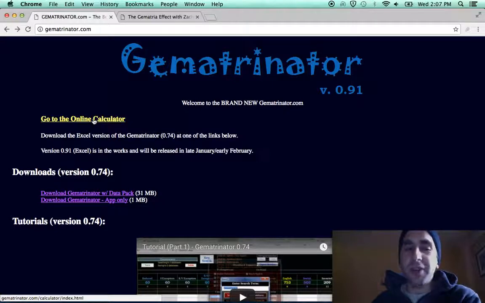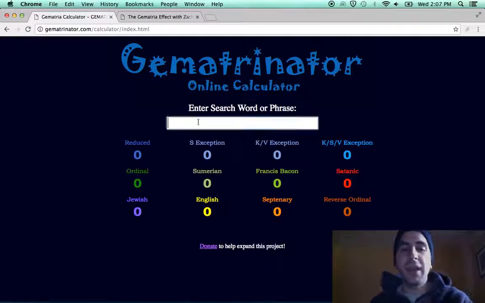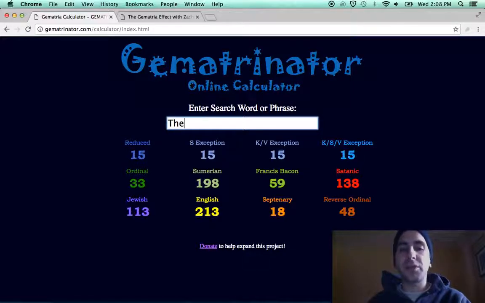What he's also put on this website is a cool, helpful tool. This is going to be my new online Gematria calculator for the time being. It works in real time. I want to show you some things to know about this calculator to understand it. We'll just start with the word the. The word the. Look at all these different numbers that are showing up here. The way this works, let's just start with the top left where it says reduced.